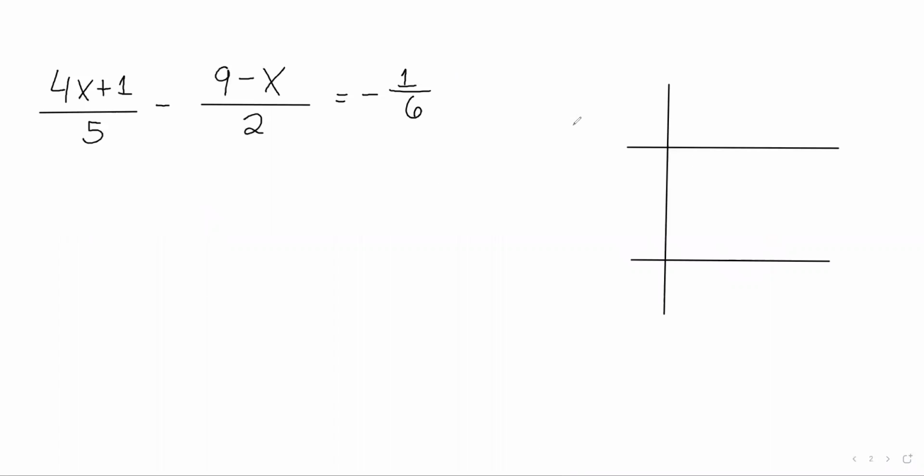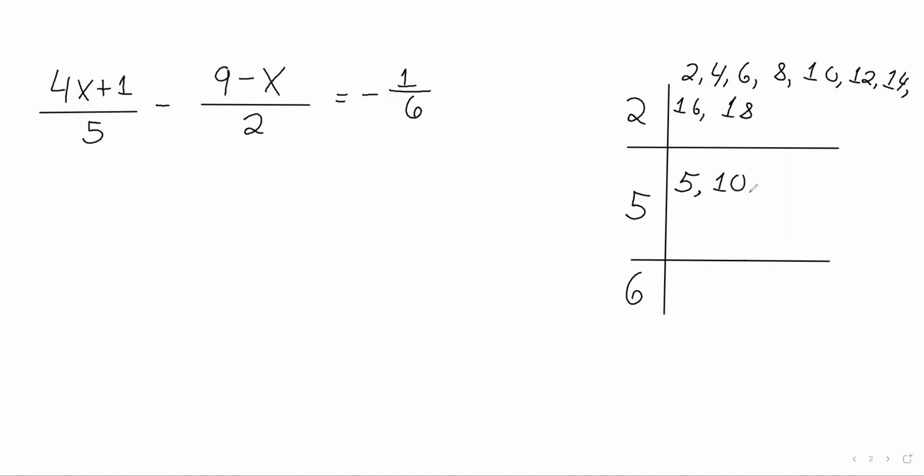Here's the next problem. So let's find the least common multiple of the denominators, or in other words, the least common denominator. I list my multiples of each number. Let's see, 2, 4, 6, 8, 10, 12, 14, 16, 18, and so on. Okay, that might be enough. Let me list my multiples of 5.